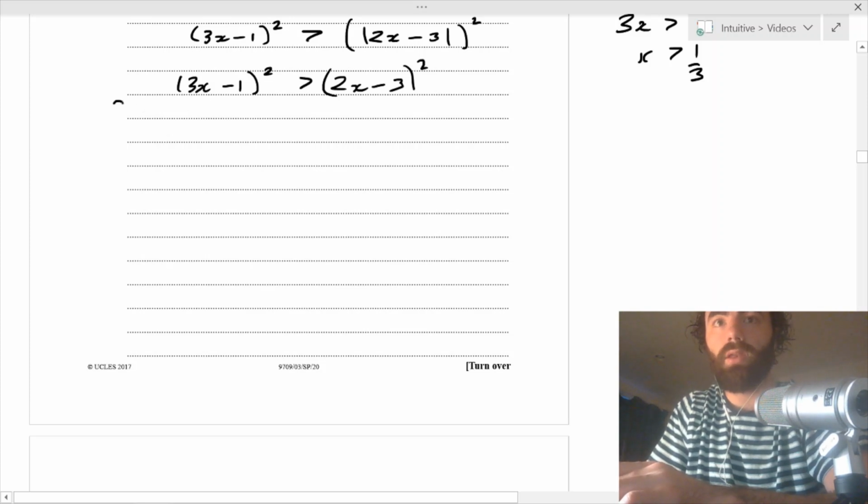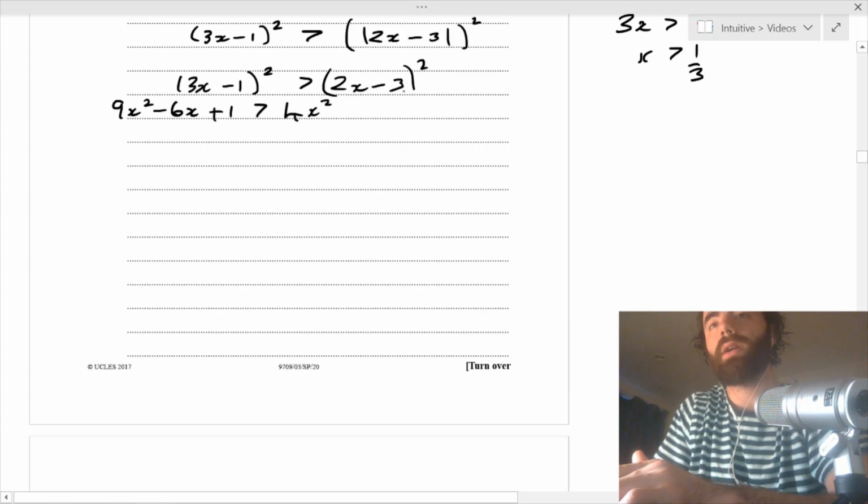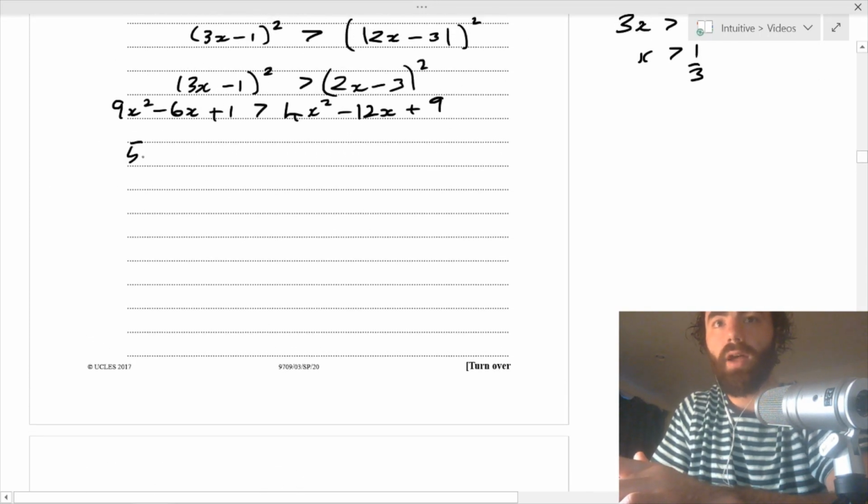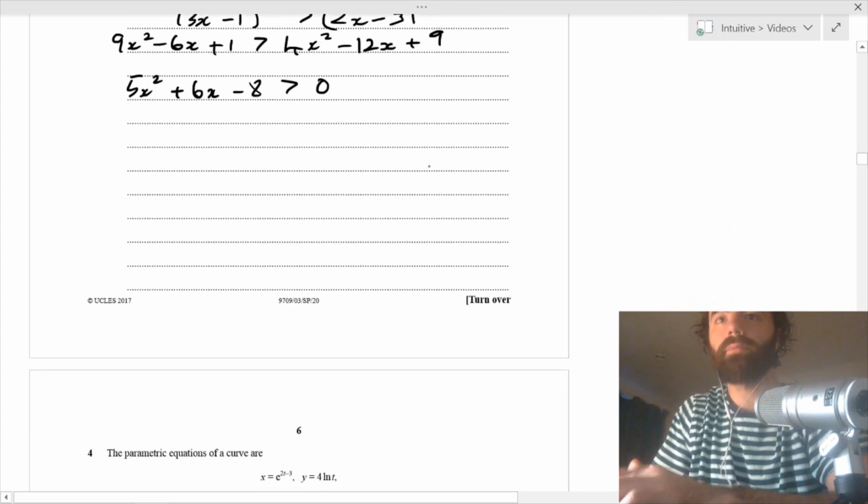So this will be 9x² - 6x + 1 is greater than, well, this is 4x². Then we'll get 2x times 3 minus 3 is minus 6, it would be minus 12x, and plus 9. So take all this stuff over, we'll get a 5x² here, minus 12, this will be plus 6x, and this will be minus 8 is greater than 0.